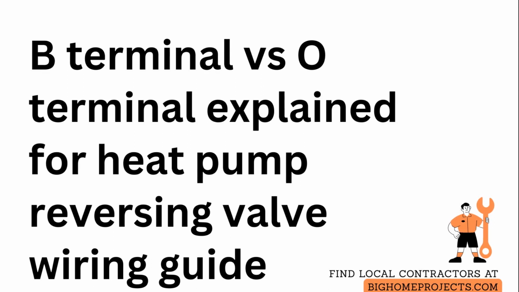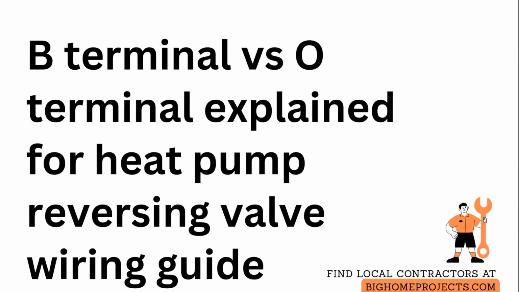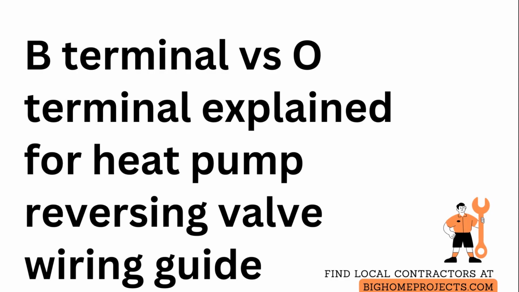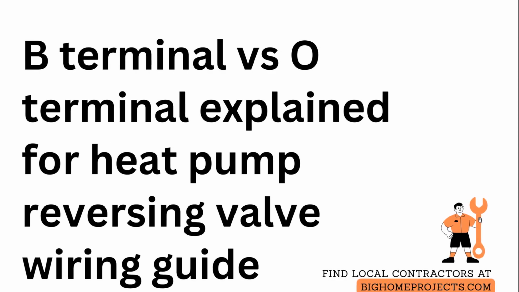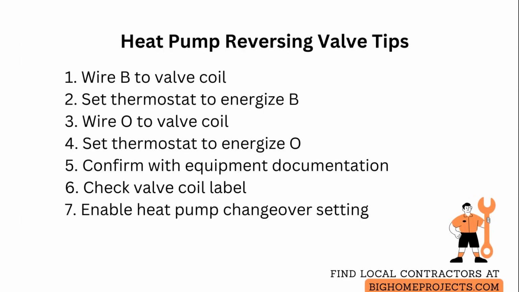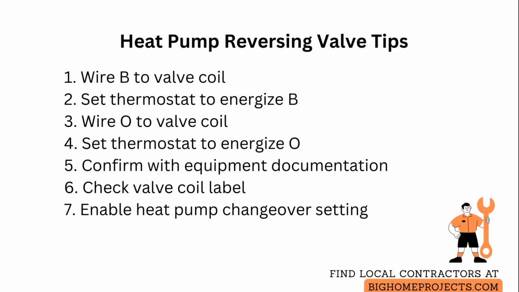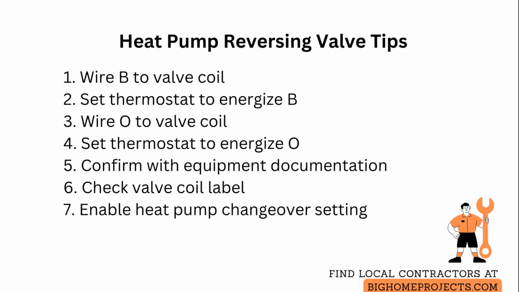The B terminal powers the reversing valve to call for heat on some brands, while the O terminal powers the reversing valve to call for cool on most other brands. On a heat pump, the reversing valve directs refrigerant flow to switch between heating and cooling, and the B and O terminals are simply control outputs from the thermostat to energize that valve.